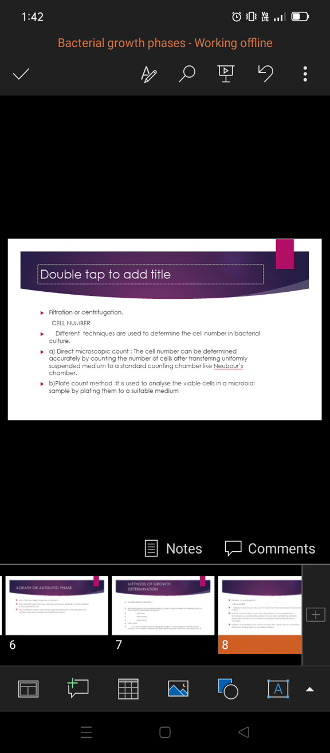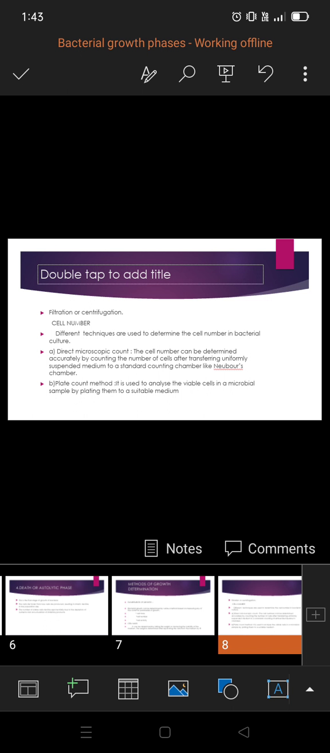The next one is cell number. Different techniques are used to determine the cell number in a bacterial culture. These include direct microscopic count, plate count method, membrane filter count, electronic enumeration.